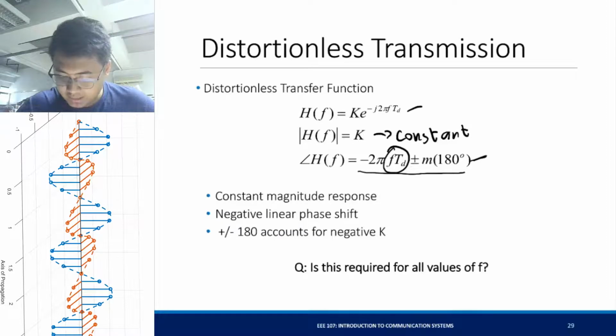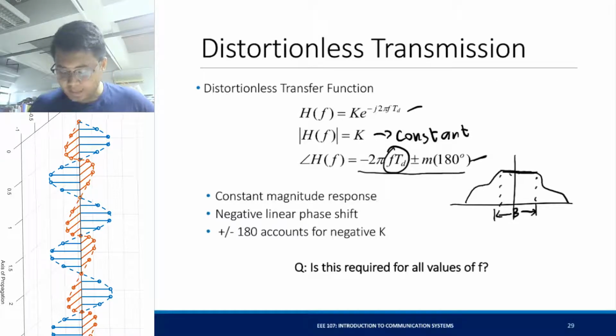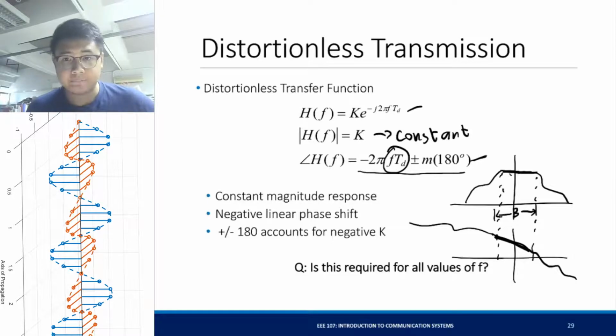How? In its frequency response, let's say the magnitude response looks like this. Okay? It's still flat in some bandwidth. Okay? And its phase response at that point could be something like this. It's still linear, negative linear, in your phase response. Okay? And this is distortionless transmission at work.